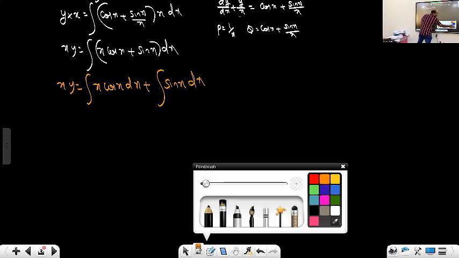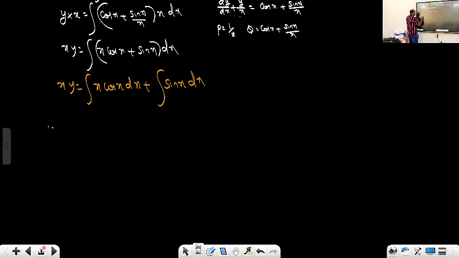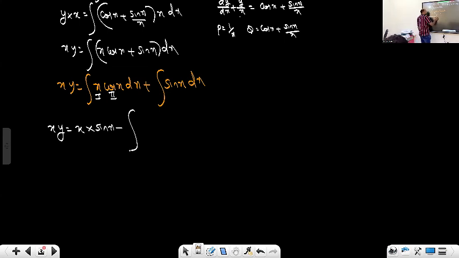Integration by parts is also one module we discussed. This is your first function, if you want, you can mark. The second, no need to do anything, let it be the integral of sin x. Integration by parts: first function into integral of the second. What is the integral of cos x? Sin x. Minus integral of the derivative of the first. What is the derivative of the first? 1. And integral of the second.